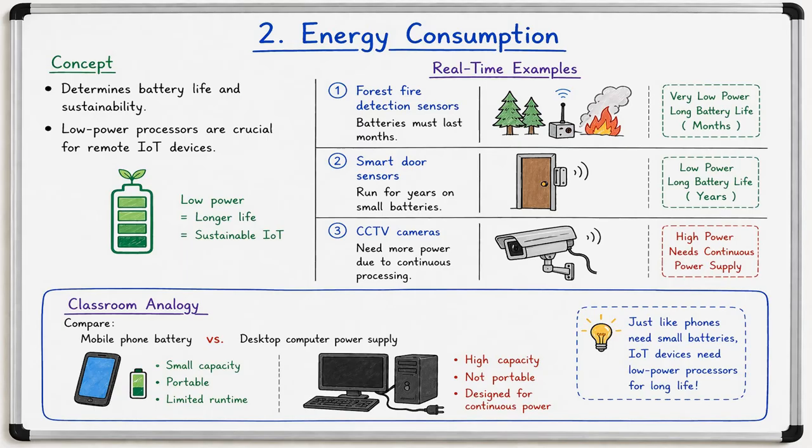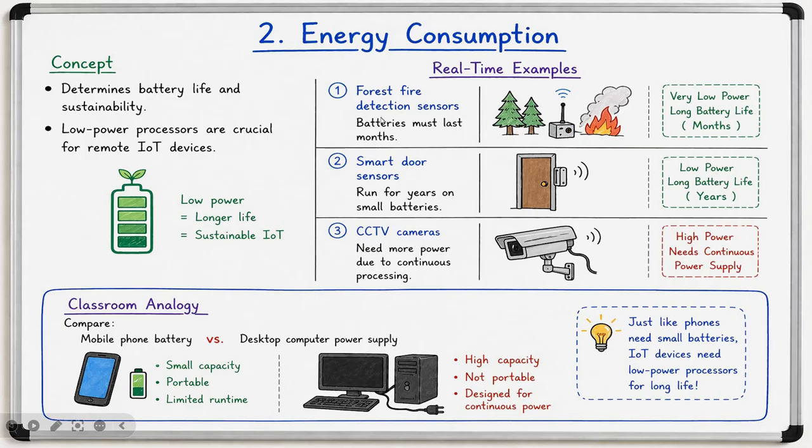Lower usage means longer battery life and more sustainable operation. And low power processors are very crucial for the remote IoT devices, that is, the devices placed in remote areas like forest or farms. These cannot be charged frequently. So low power processors are used to ensure they work for months or years without maintenance.